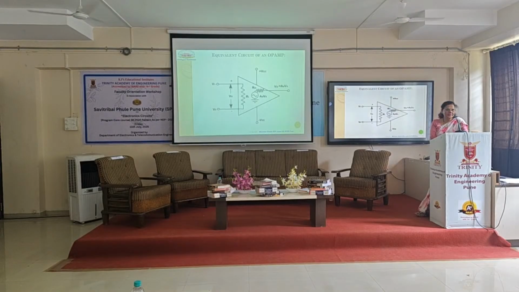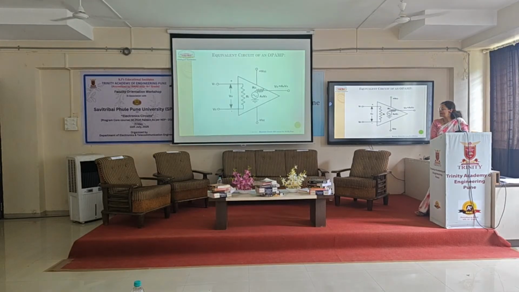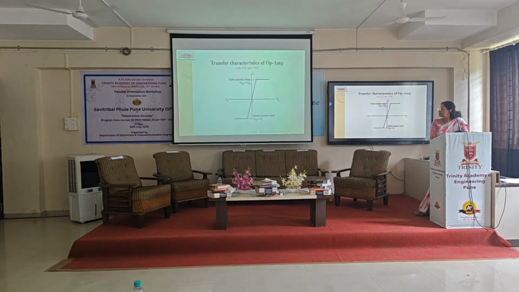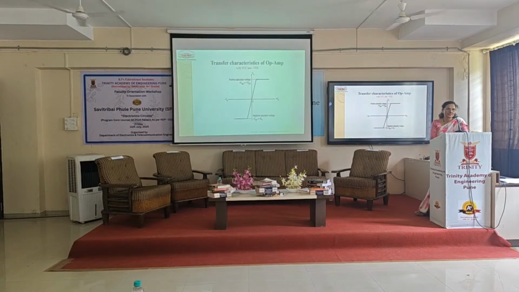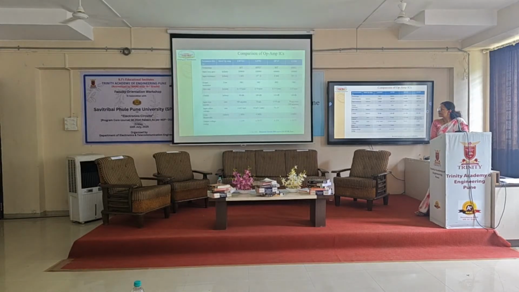This is the equivalent circuit based on the input resistance, output resistance and voltage. Now in op-amp we are giving more stress on the voltage gain. That's why in the equivalent circuit that part is coming. And this is a transfer characteristic of the operational amplifier. It is based on the dual supply, due to which we can amplify both the polarities of voltages. Now this is a comparison between the different ICs.